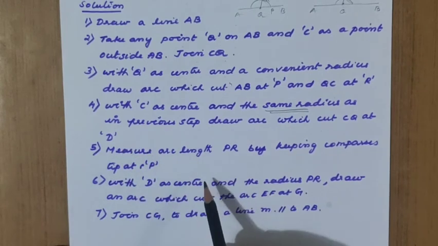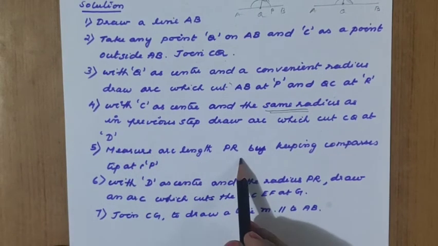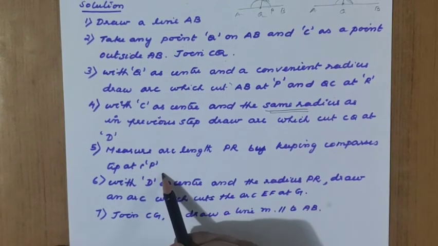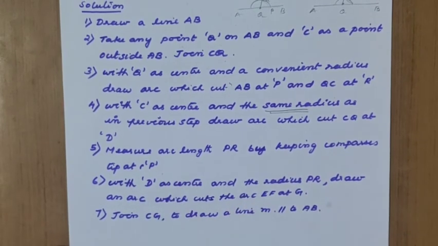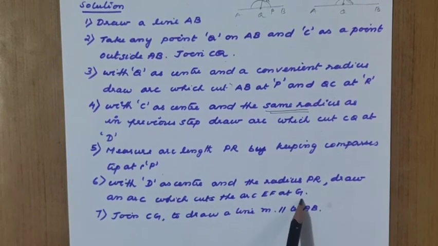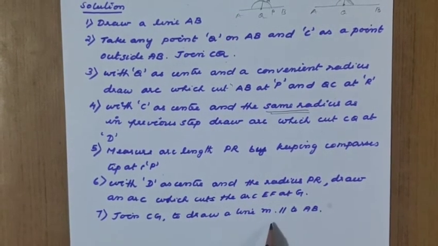Right? What is the next step? Measure the arc length PR by keeping the compass tip at the point P only. With D as center and the radius PR, draw an arc which cuts the arc EF at G. Join CG to draw the line M parallel to AB. So now I'll do the construction.